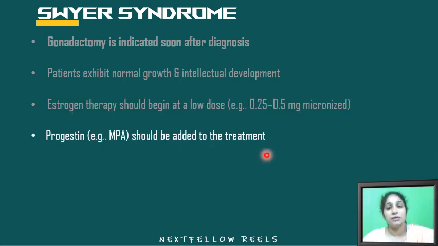Progestin should be added to the treatment. When should we add it? When vaginal bleeding first occurs or after 12 to 24 months of estrogen therapy. This regimen prevents dysfunctional bleeding, achieves differentiation of breast tissue and protects the endometrium from long-term effects of unopposed estrogen.